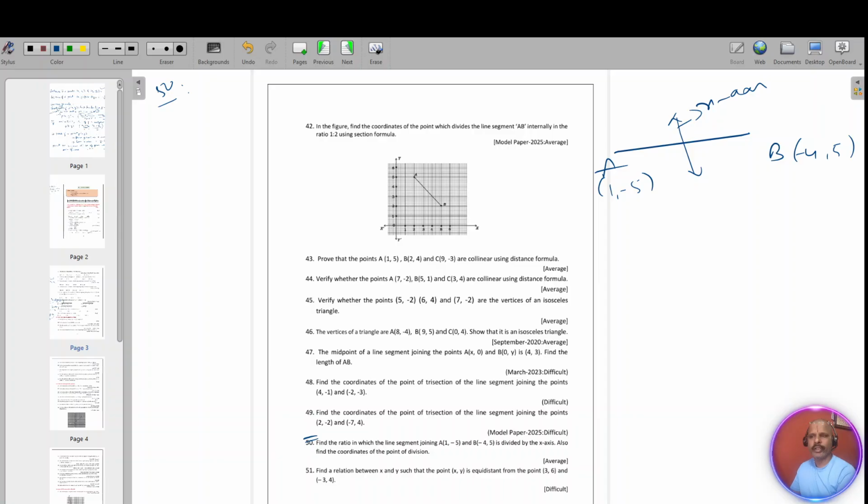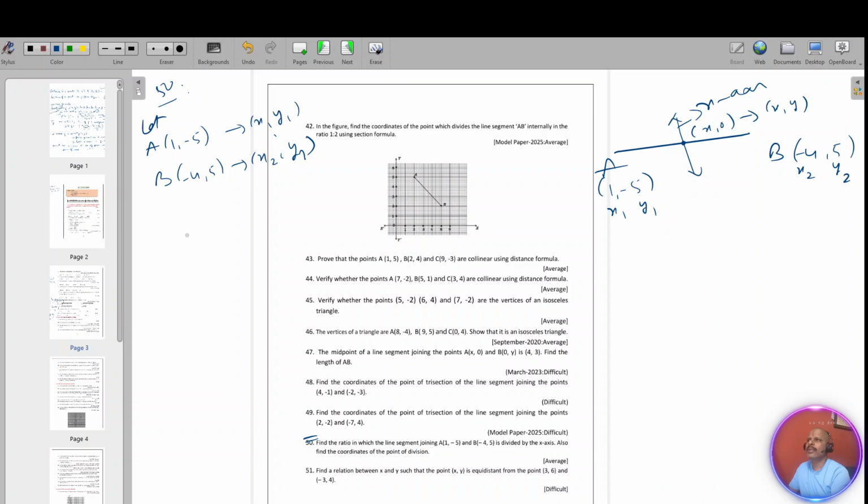We don't have the ratio. Remember, this is very important. The ratio is also not known. The coordinates of the point are also not known. So here, because AB lies on the x-axis, the point's coordinates will be of the form x comma 0. We call these x1 y1, x2 y2, and this as x comma y. You write here the same: let A of 1 comma minus 5 be x1 y1, B of minus 4 comma 5 be x2 y2, and P of x comma 0 be x y.